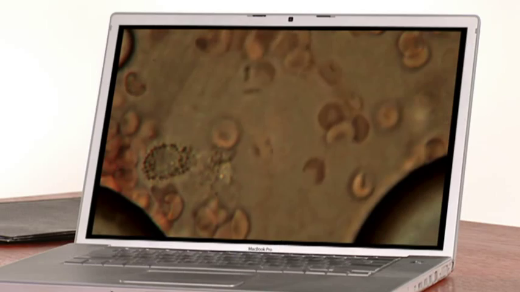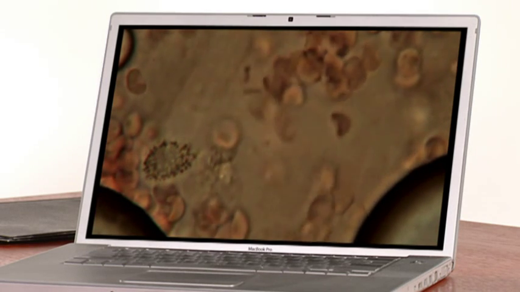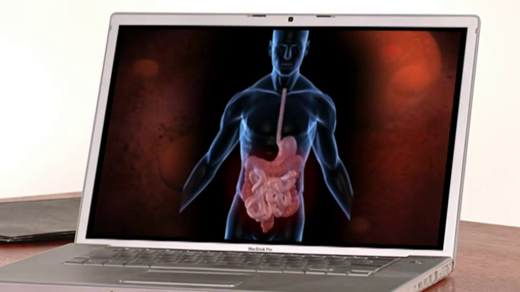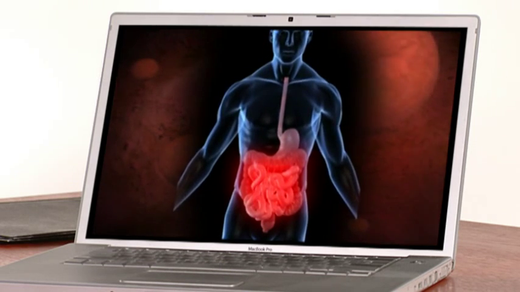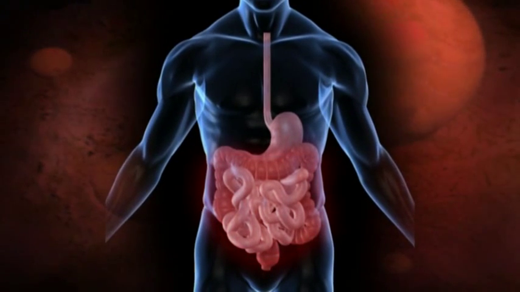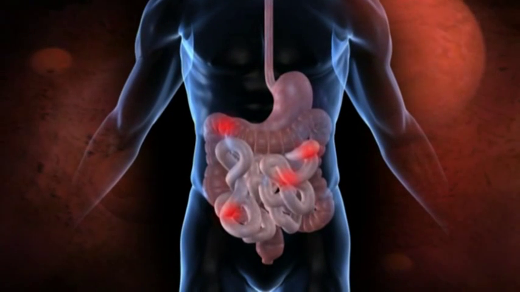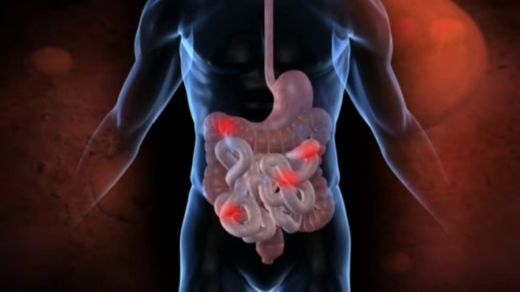In IBD, your body's immune system is somewhat confused and sends white blood cells to the GI tract, which causes inflammation. This response causes the lining of your gut to get inflamed, and the harmful substances produced by the white blood cells eventually lead to breaks in the lining called ulcers, along with other damage, causing the symptoms of Crohn's and ulcerative colitis.